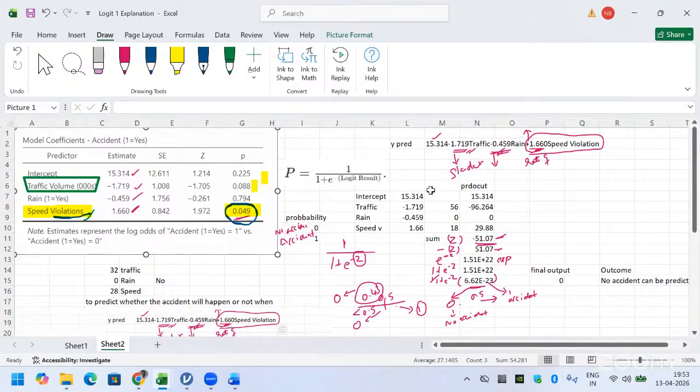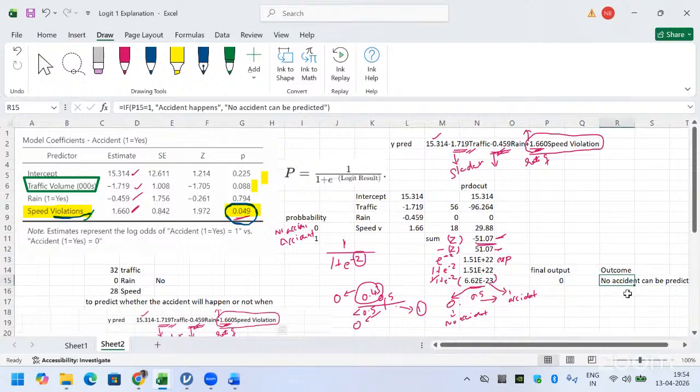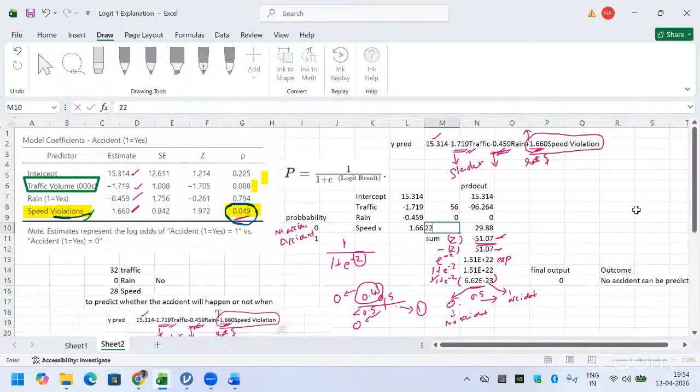Yes, sir. Actually, if there are 18 speed violations, there is no chance of accident. Yeah, according to this prediction, because you can see the value is very low. According to the model which we have fitted, no accident can be predicted. Suppose I make this 22, I feel there might be some chances. Even for 22 there is no problem. If I make it 26, 26 also is not happening, nor 27 or 28.